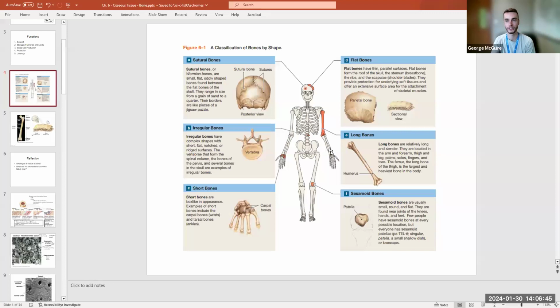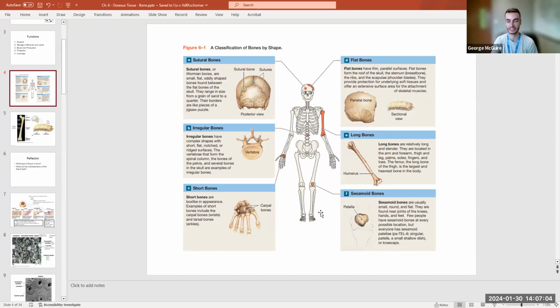And then we have a couple others that just don't really fit into those categories or have a category of their own, which would be our sutural or Wormian bones that form those sutures of the skull. And then these sesamoid bones, which were named from their sesame seed-like shape, which is really just the patella.